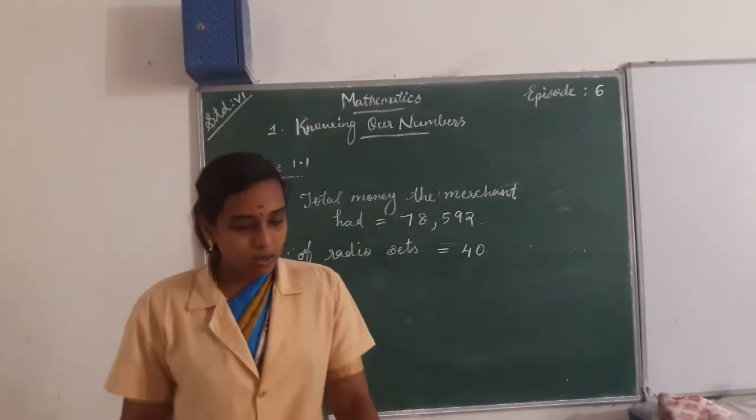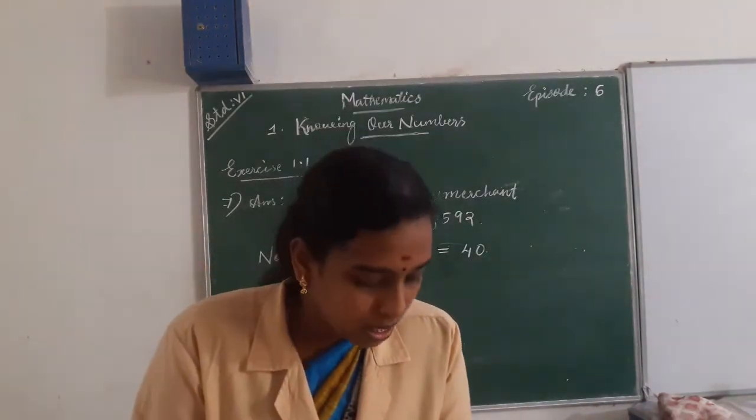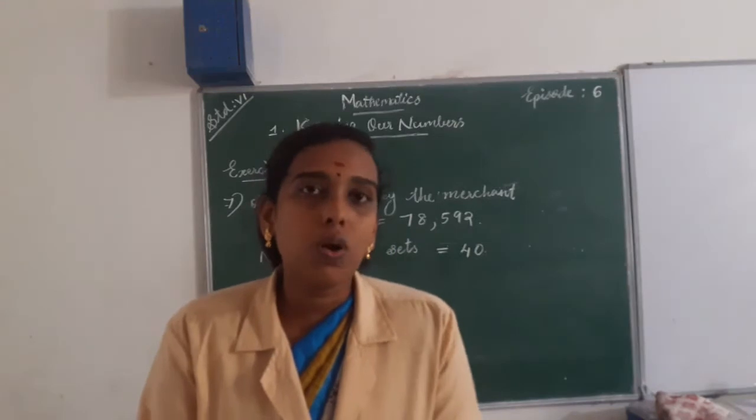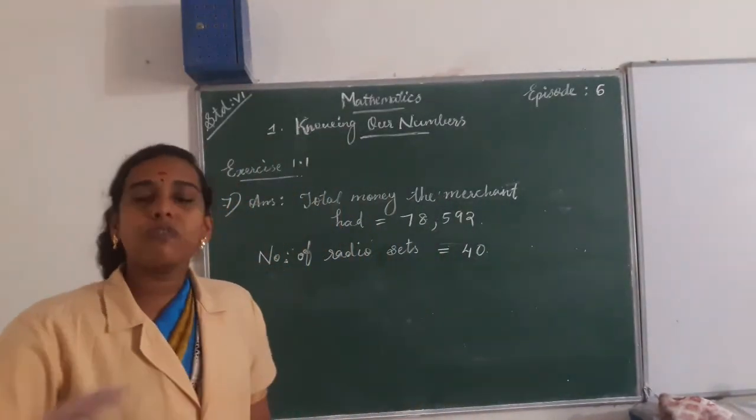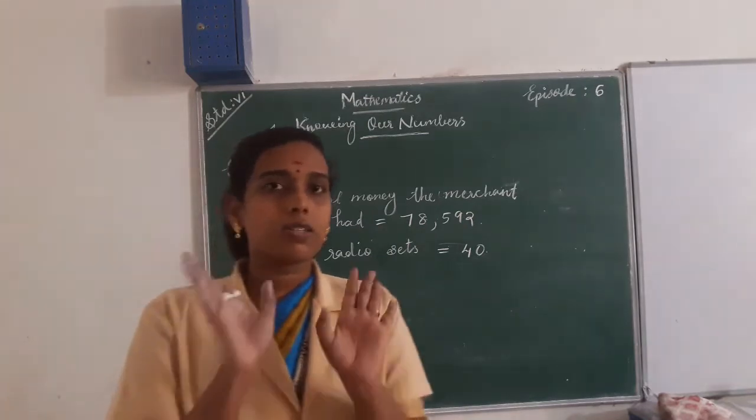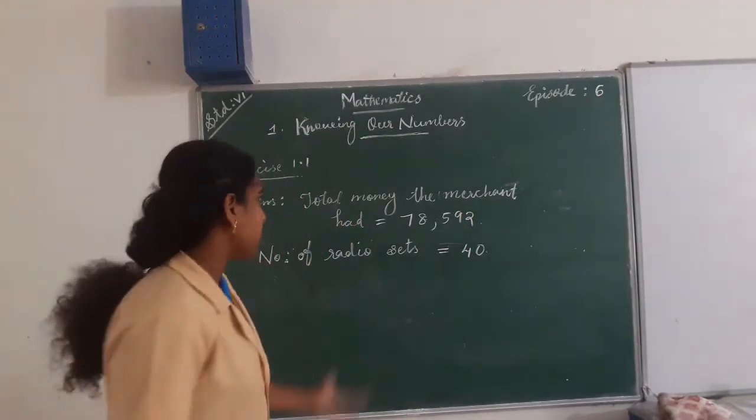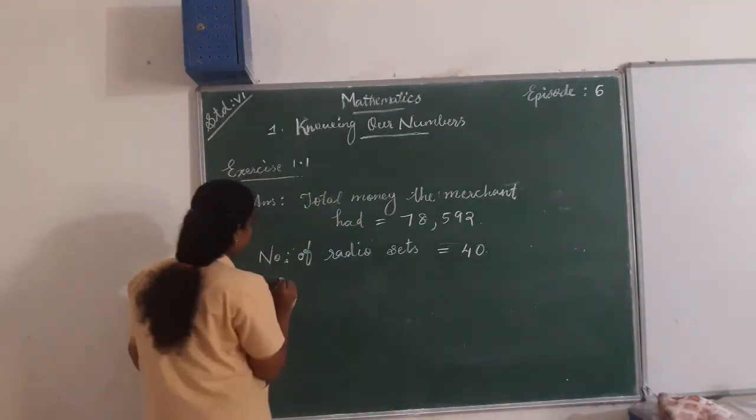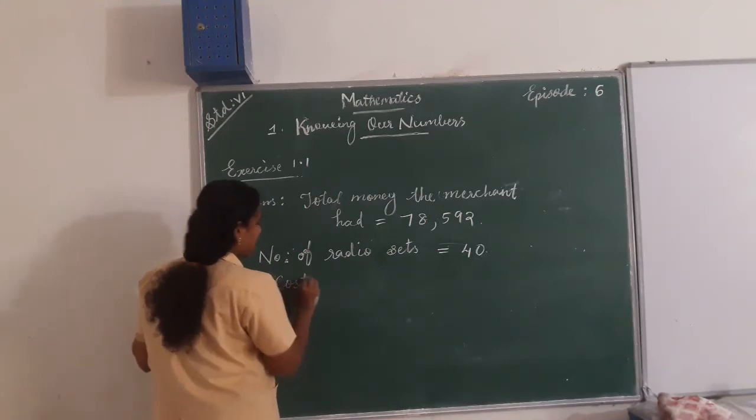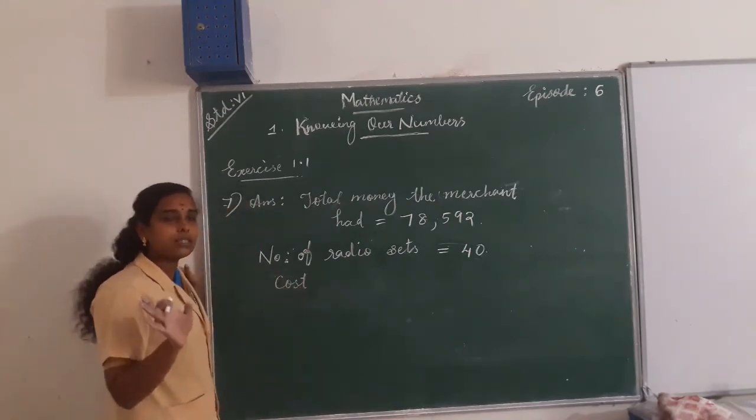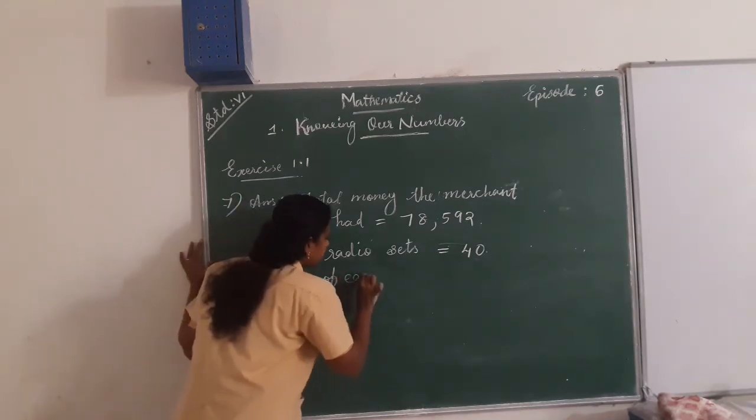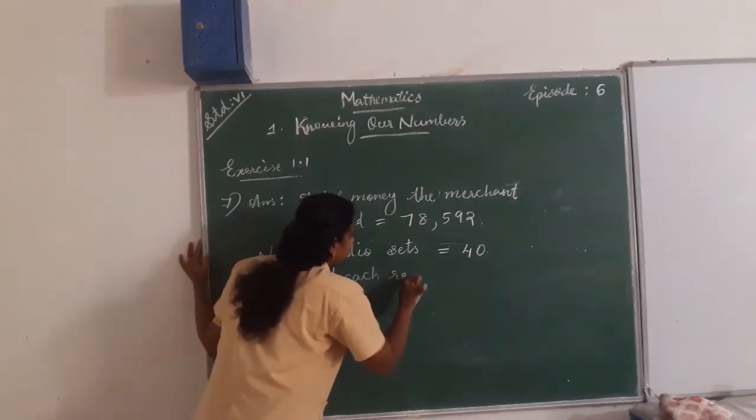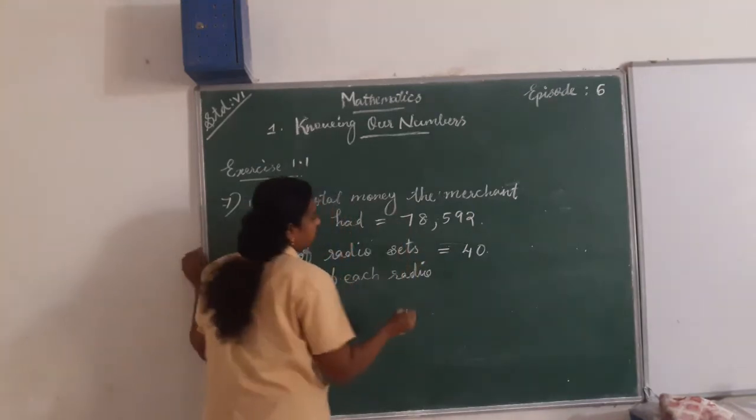And here is also given another value, 1,200. It is the cost of one radio. Cost of each radio. Each radio means cost of one radio. Okay. So we can write our next step as cost of one radio or cost of each radio. Okay. Cost of each radio. These values are given in our textbook.